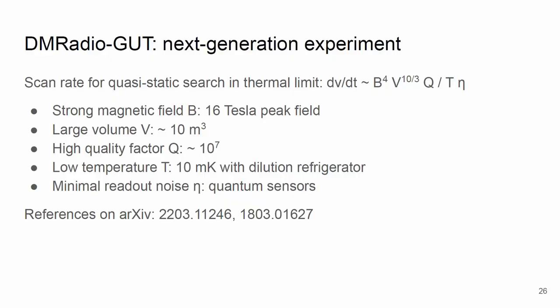So a slide about DM Radio GUT. This is the next generation experiment that we'll do after we can develop technologies to make it possible. The goal for DM Radio GUT is to pretty much optimize all of our parameters: a very strong magnetic field, large volume, high quality factor, lower temperature, and minimal readout noise. And again, these are the quantum sensors that we're developing in our other experiment called 50 liter. If you want to read more about it, here are some references.